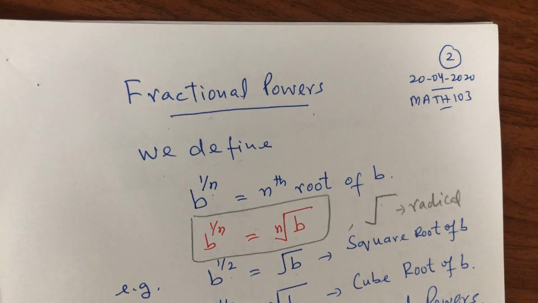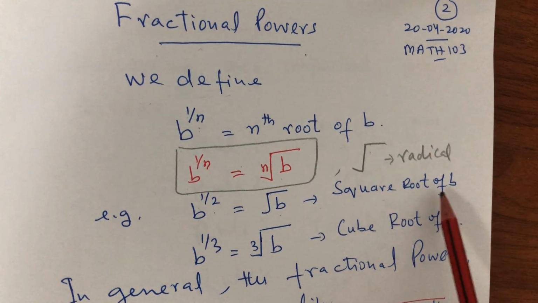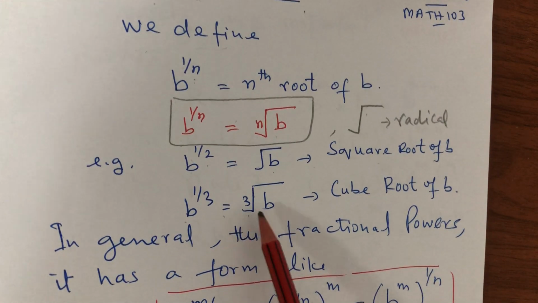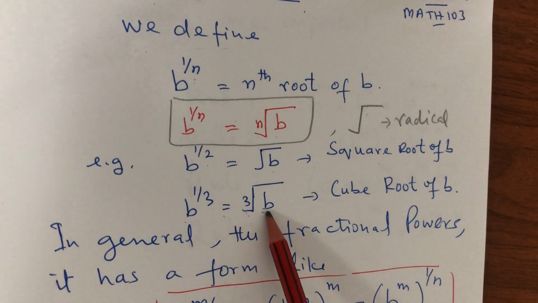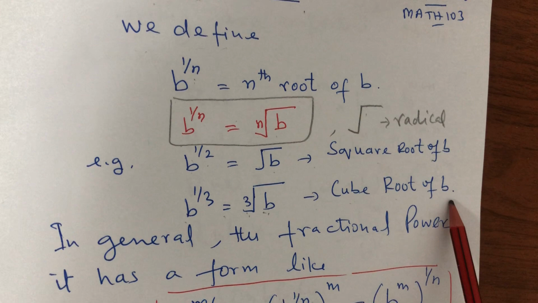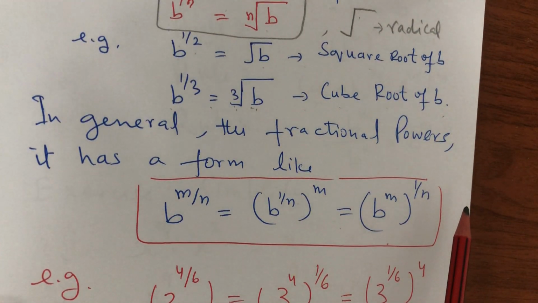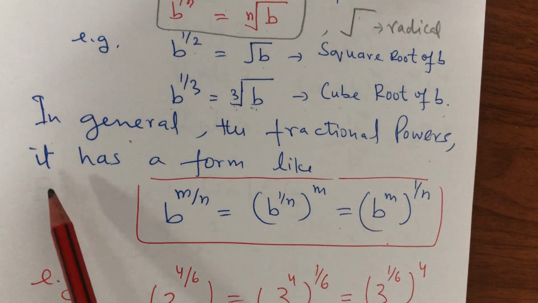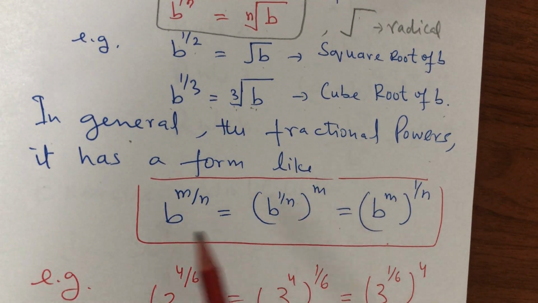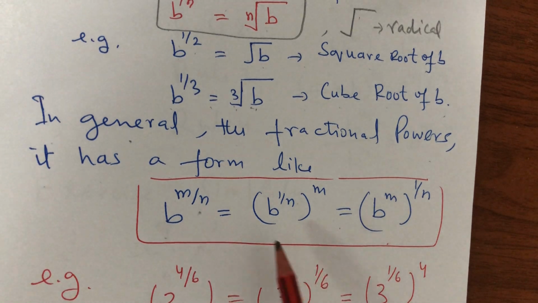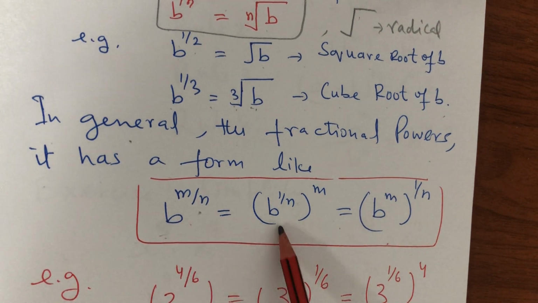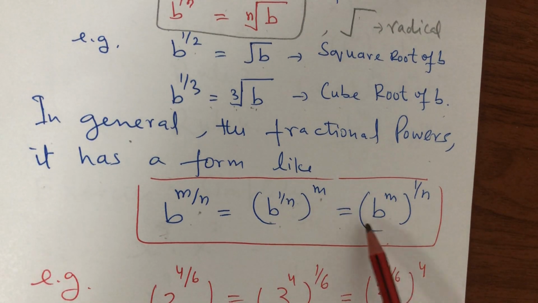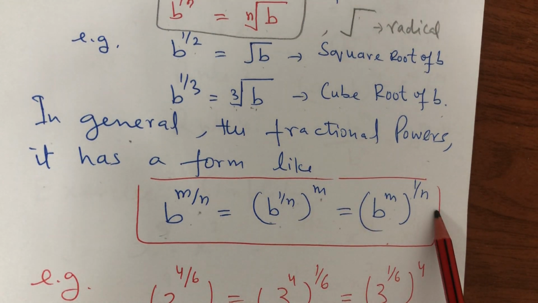this radical sign without any number in the pocket. This is called the square root of b. When we have b power 1 over 3, we write this number 3 in the radical sign. This is called the cube root of b. Here is the general notation. In general, the fractional powers have a form like b power m over n. This b power m over n can be written in two different ways: b power 1 over n whole power m, and b power m whole power 1 over n.